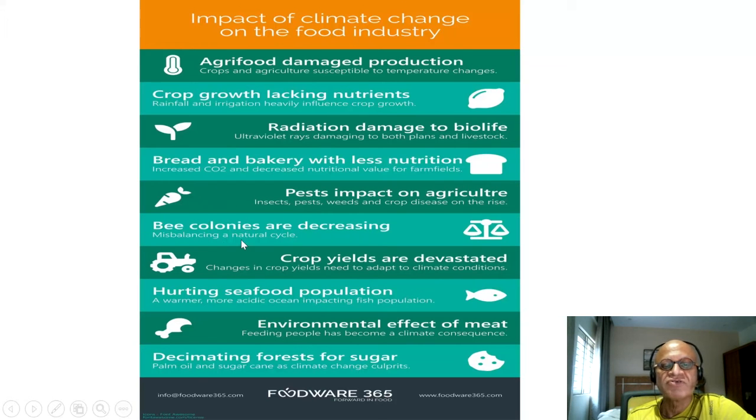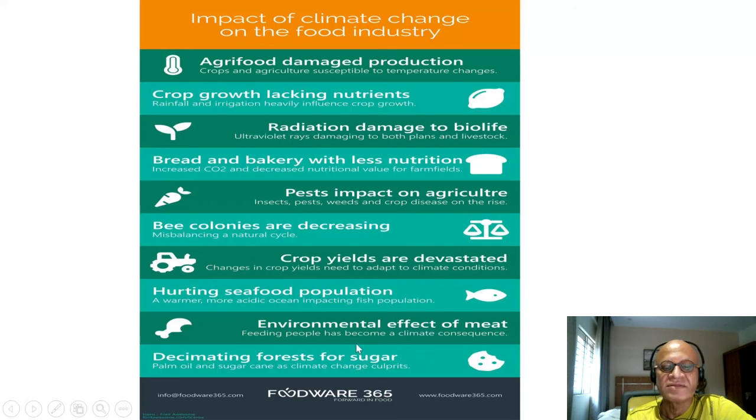Bee colonies are decreasing, not exactly well understood, but it's a misbalancing of a natural cycle. Crop yields are devastated. Changes in crop yields need to adapt to climate conditions, so there are issues of crop choices and approaches like agroforestry, which reduce the damage of winds and floods and soil erosion and soil nutrient loss, for example. Hurting seafood population: warmer, more acidic oceans impacting fish population. We'll see a little bit more of that.